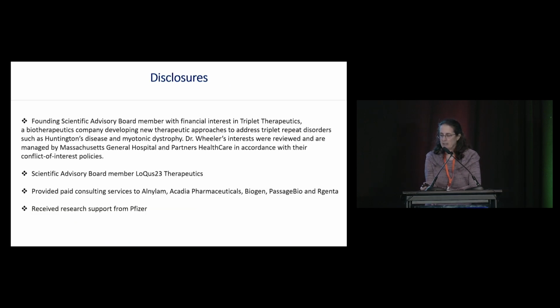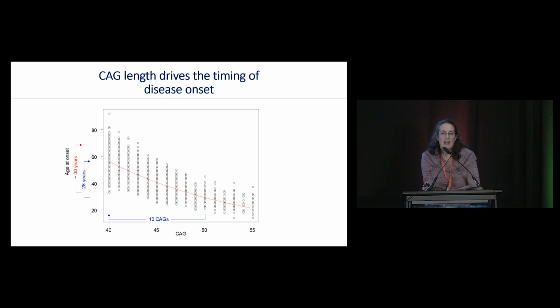So, these are my disclosures. I want to start with this fundamental slide about Huntington's disease, which is that the CAG length that a person inherits drives the timing of disease onset. The longer CAG you have, the earlier the age of onset. This is the strongest single determinant of the age of onset.